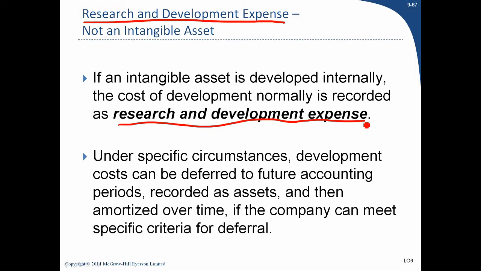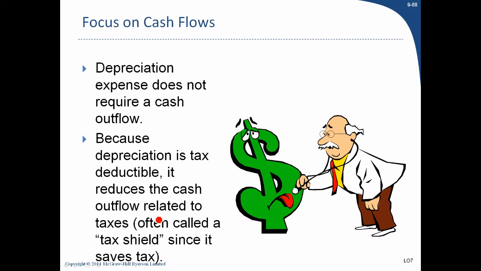If eventually you come up with this patent, maybe you can start capitalizing costs related to it once it's in advanced stages, right? There are specific criteria, we're not going to go over them, but under specific circumstances, these development costs can actually be capitalized as an asset and then amortized over time. This is nothing new. Depreciation doesn't require a cash flow, but depreciation is tax deductible. So it produces a tax shield since it saves tax.